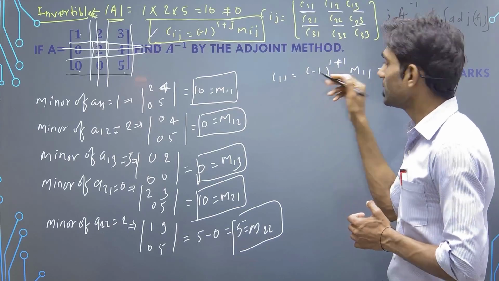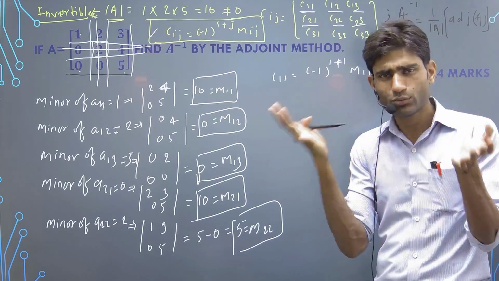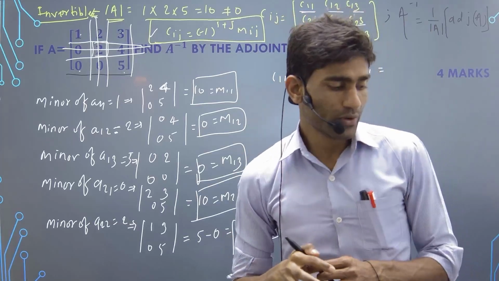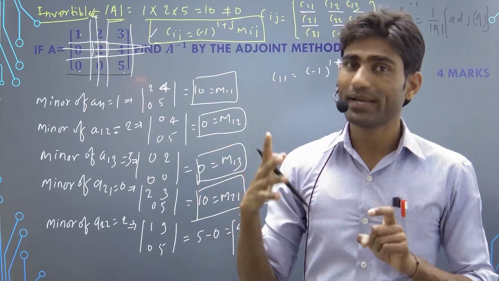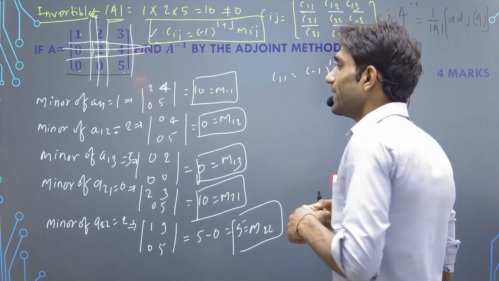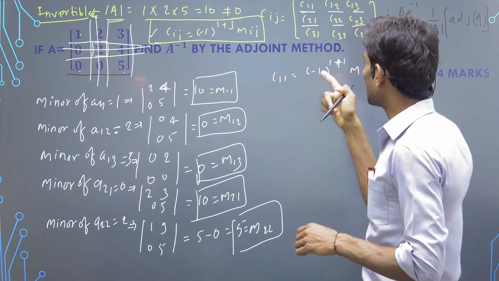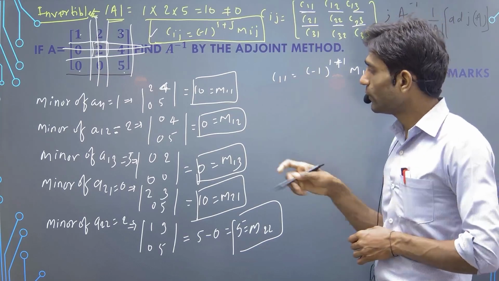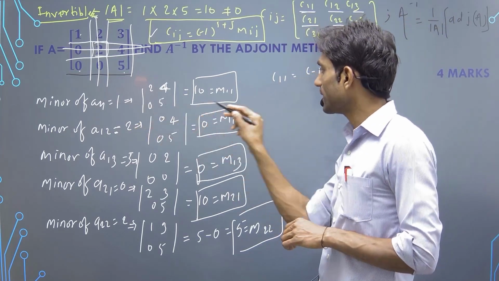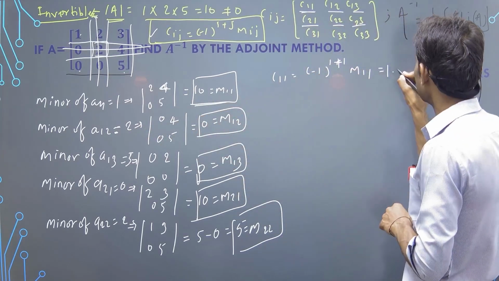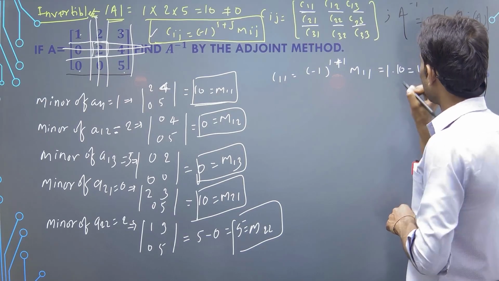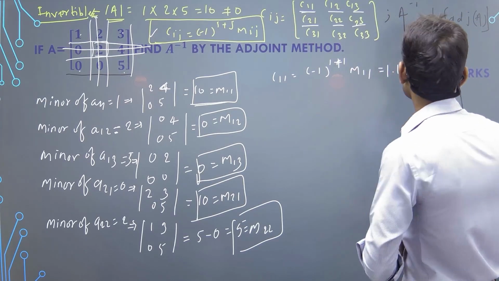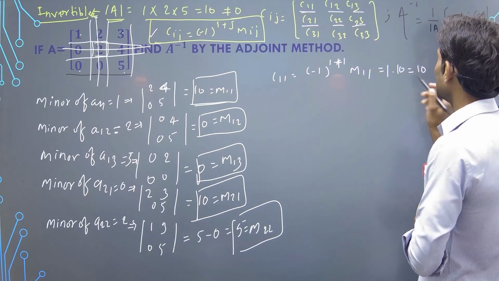Minus 1 raised to an even number always gives a positive value, and minus 1 raised to an odd number gives a negative value. We have seen this already in our previous part. So minus 1 raised to 2 always gives the positive number 1. And the minor of 1 1, we can see here, is 10. So 10 multiplied by 1 is 10. So we got the first element of the cofactor matrix: C11 is 10.